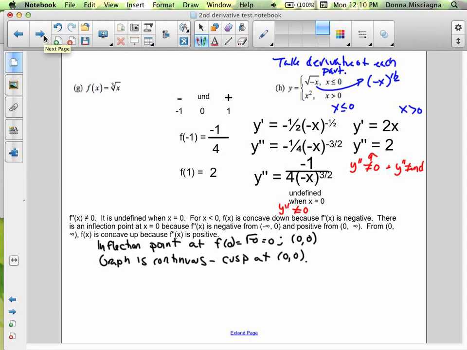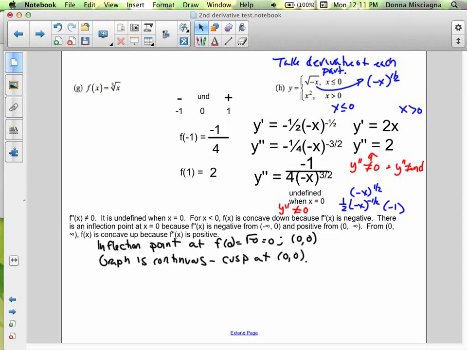Something is bothering me about my typing, so let me just make sure. Negative x to the 1/2 power would be 1/2 times negative x to the negative 1/2 power times negative 1, the derivative of the inside. Okay, looks good. So negative 1/2 times negative x to the negative 1/2 power; I didn't bother to simplify it. We take the second derivative, so now we have negative 1/2 times negative 1/2, which is positive 1/4. But then we have to multiply it times the derivative of the inside.